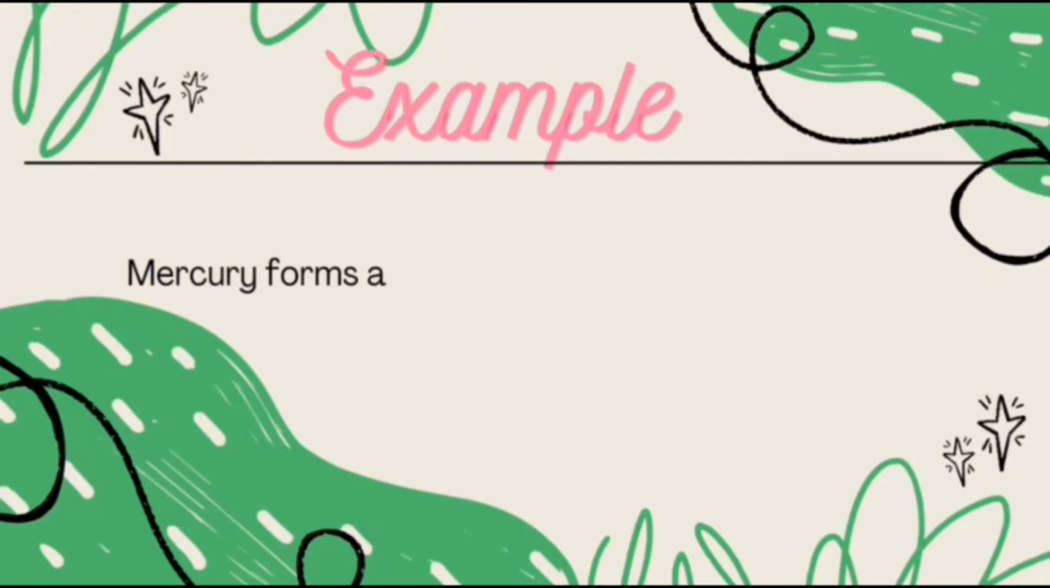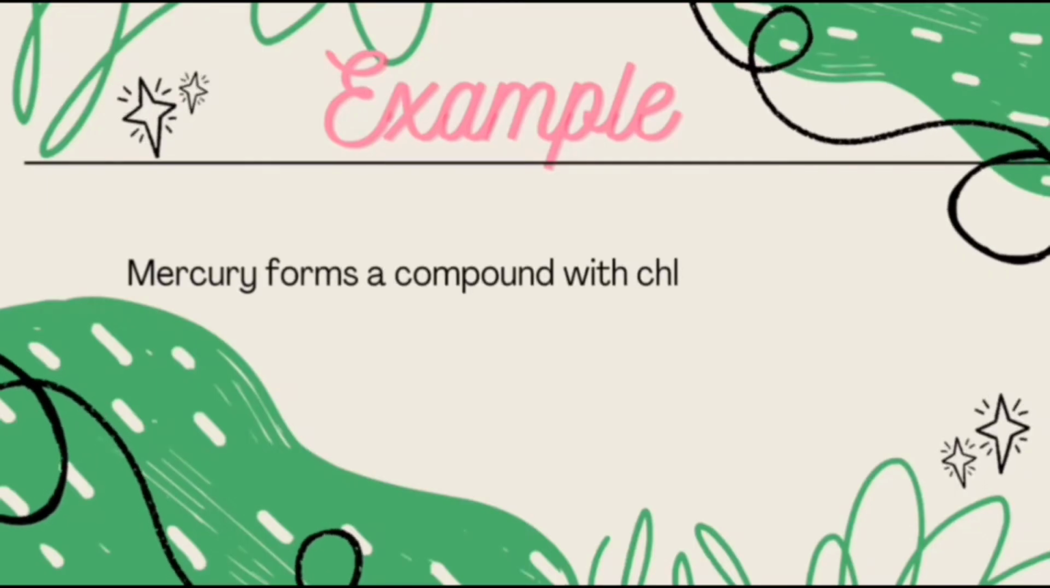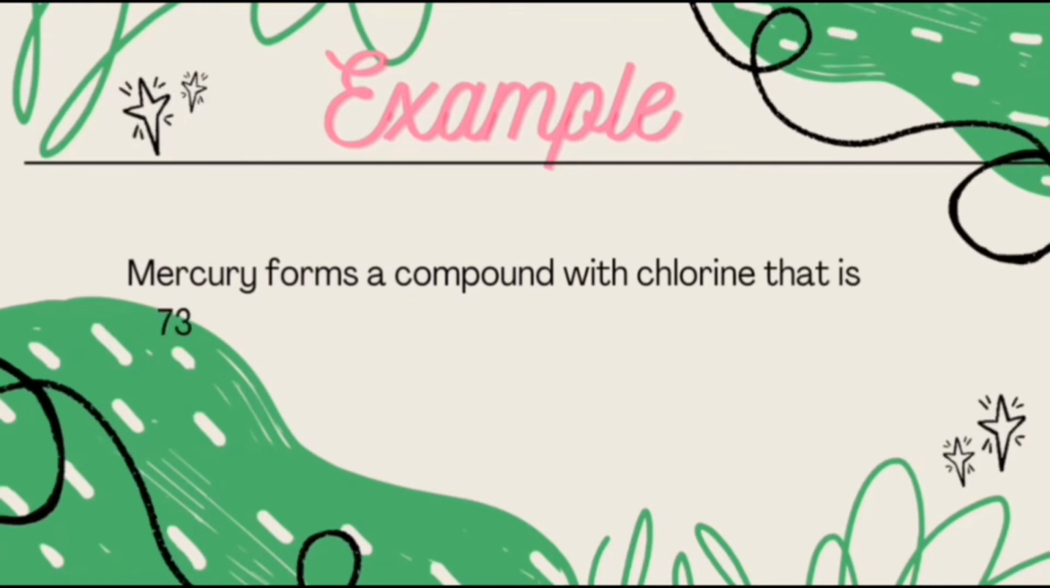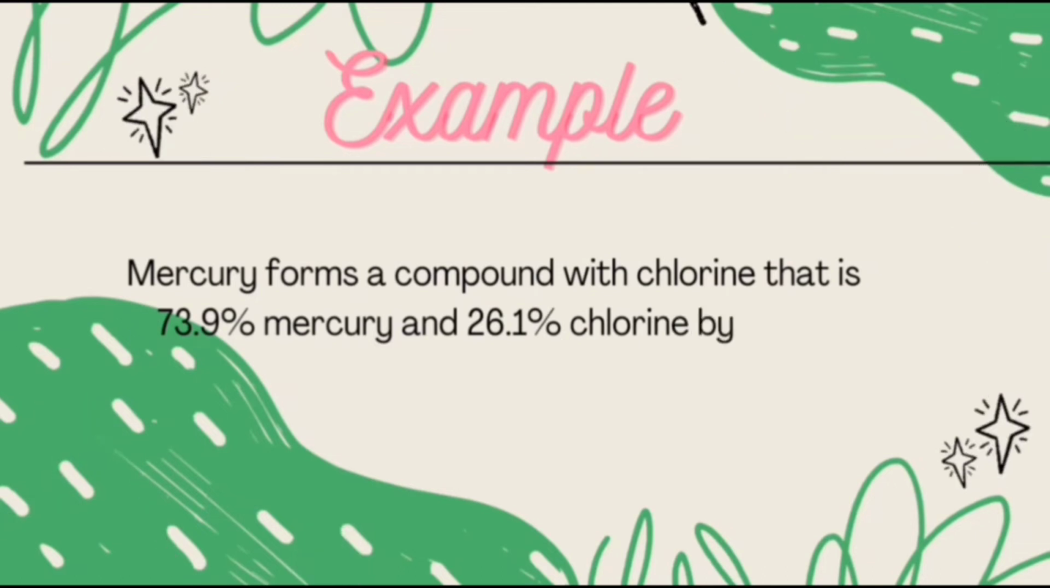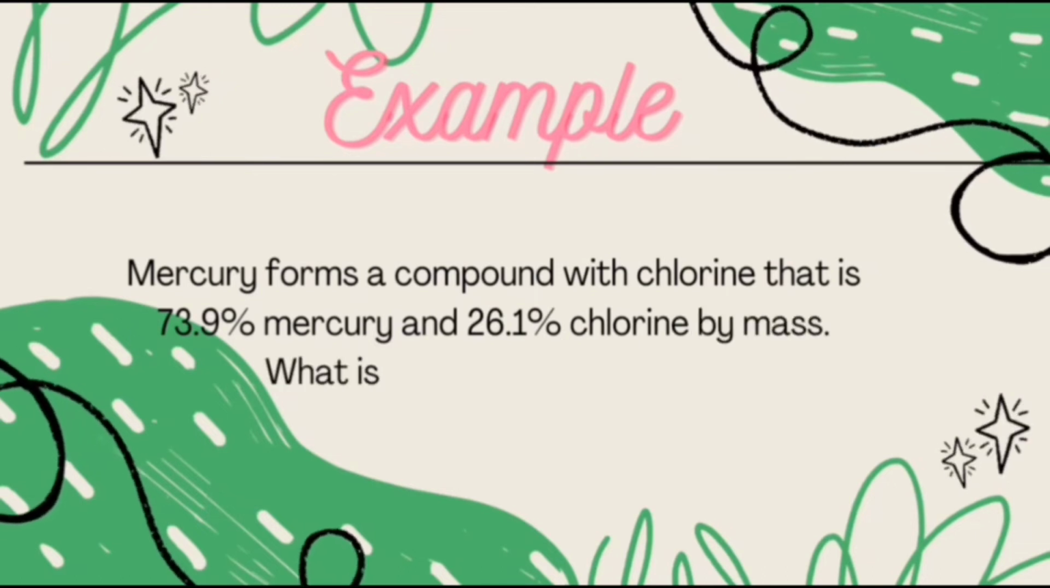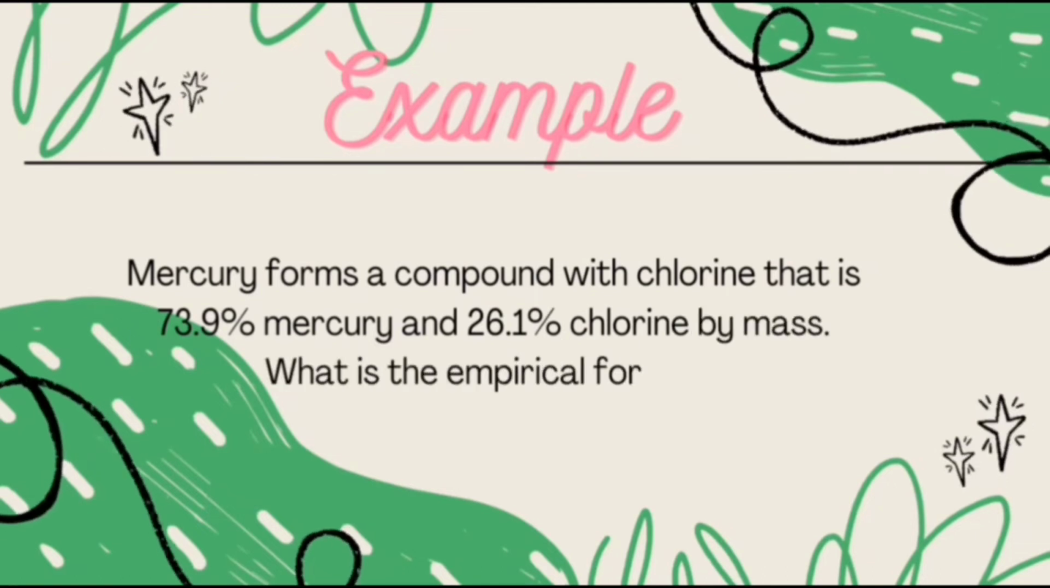Next question. Mercury forms a compound with chlorine, with 73.9% mercury and 26.1% chlorine by mass. What is the empirical formula?